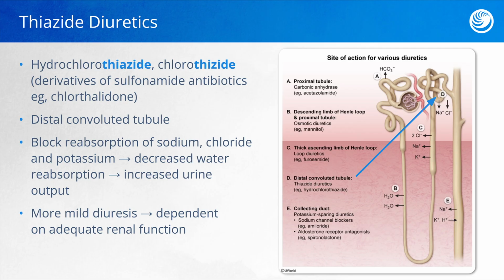Now, thiazide diuretics are used most often for the treatment of hypertension, as the mild decrease in blood volume will lead to decreased blood pressure. They can also be used in conjunction with loop diuretics for clients with heart failure who are difficult to diurese with loop diuretics alone, as this addition will target two parts of the nephron rather than just one.